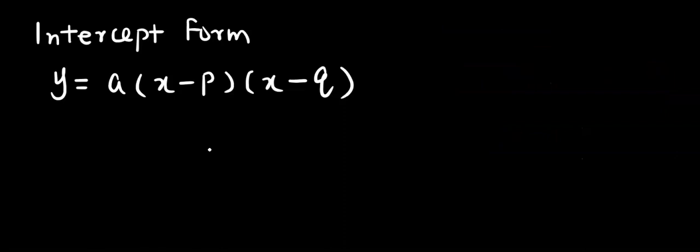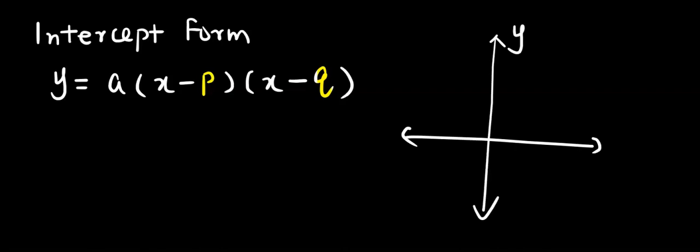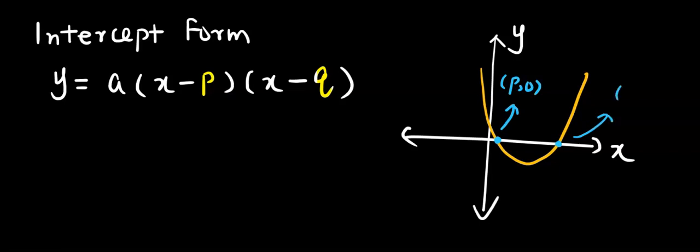The beauty of the intercept form is it gives us the x-intercepts. Let's do a quick sketch. This is our coordinate plane. We have the y-axis and x-axis. Let's make a quick parabola, and we're going to label here. Here is one of the two x-intercepts, and here's another one. I'm going to label this point (p, 0) and this point (q, 0), and these two points are my x-intercepts.